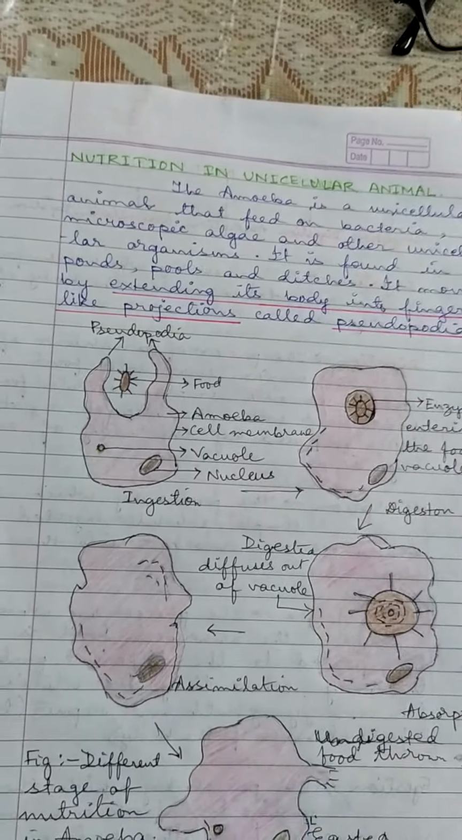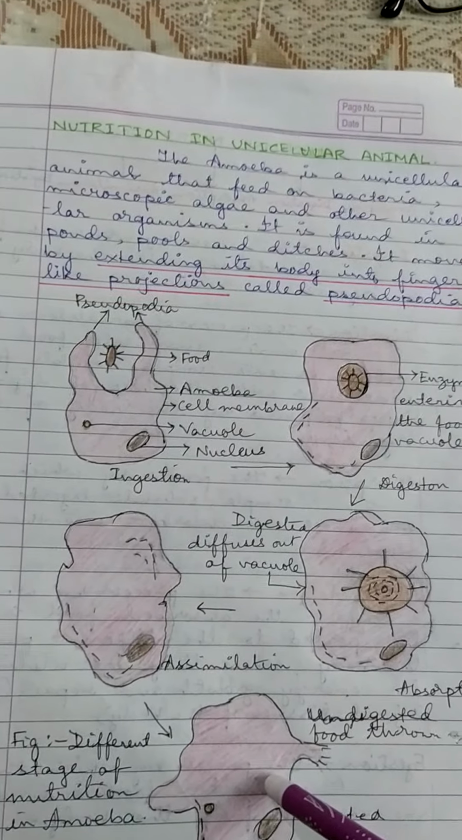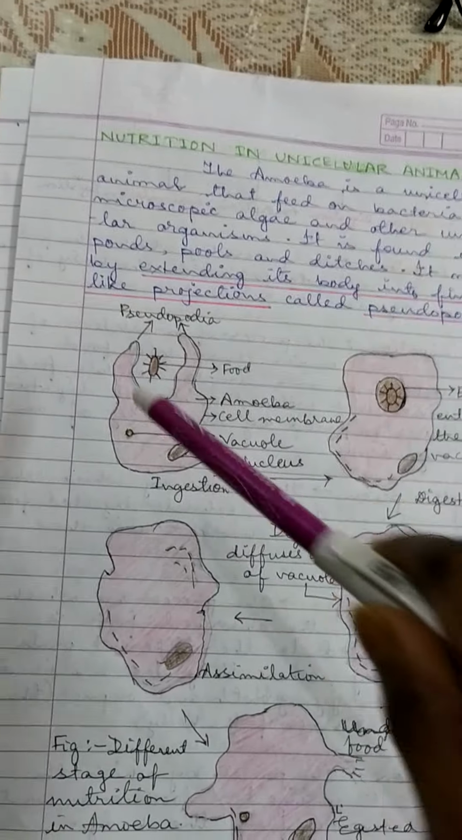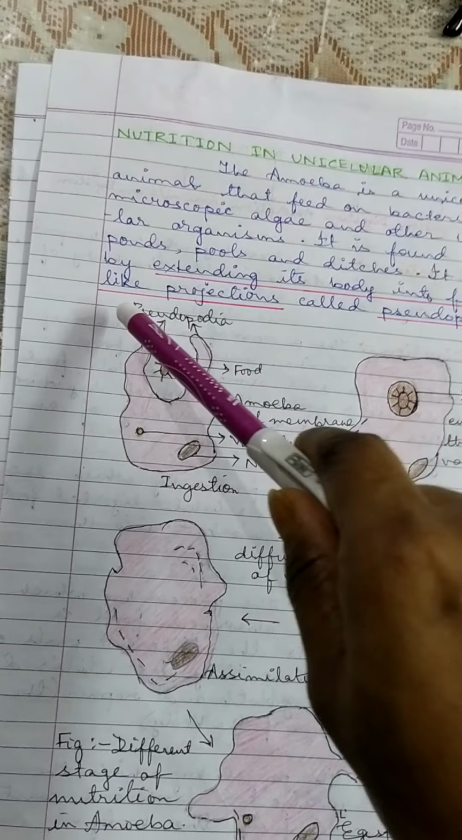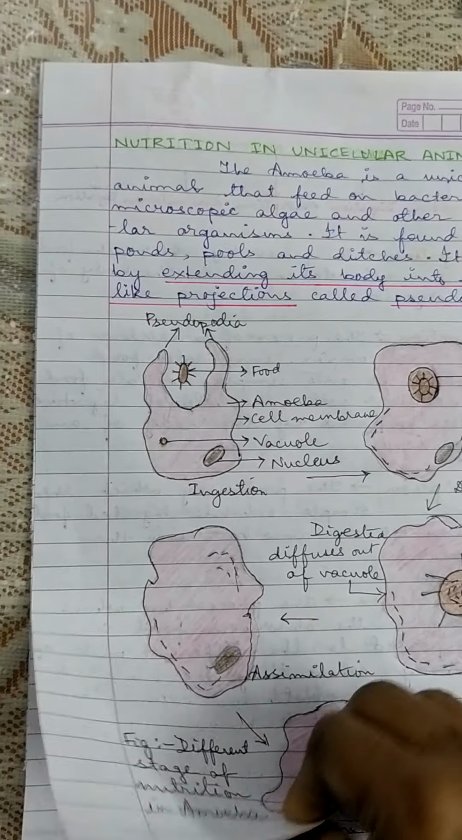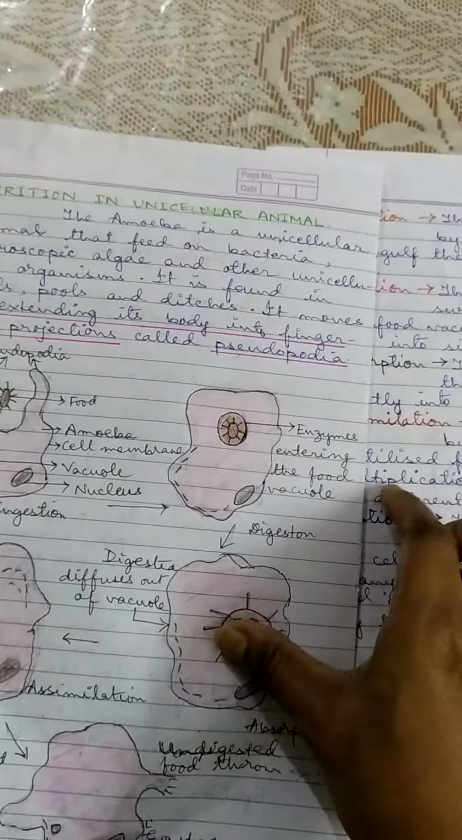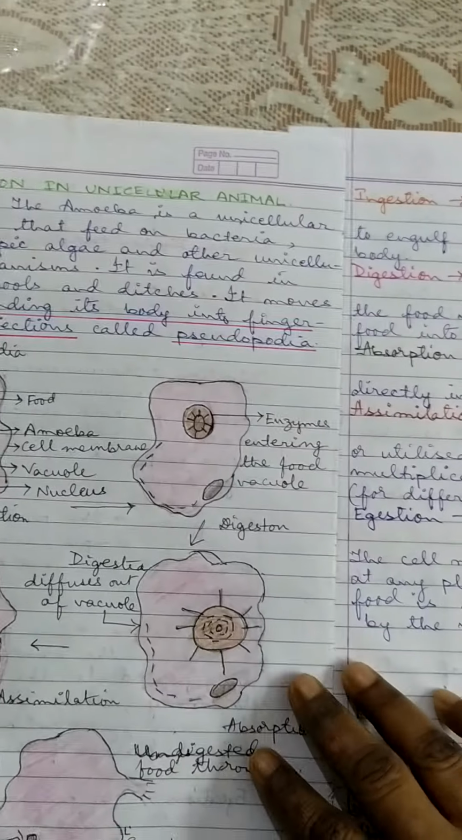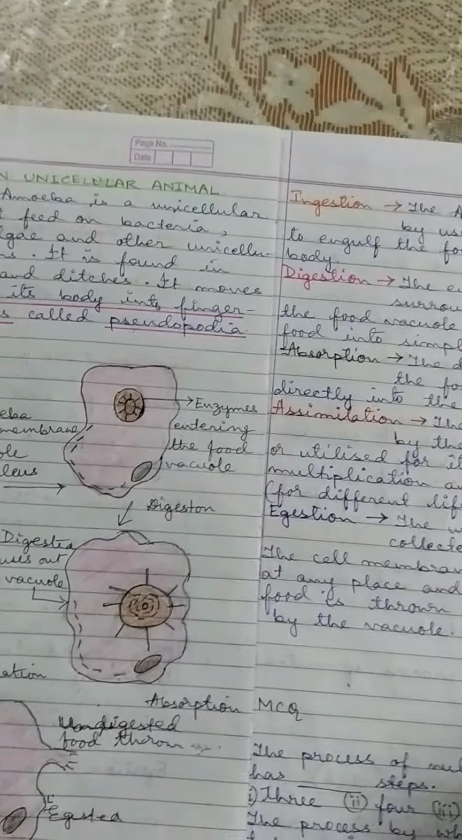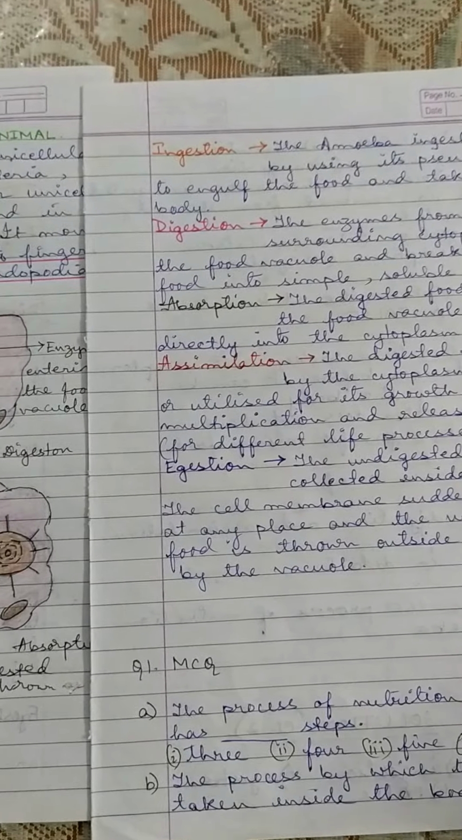So this is the structure of amoeba, and they don't have a defined body structure, but when they have to feed, they just extend their body parts into finger-like projections, which are called pseudopodia. Now we will study all the 5 stages, how amoeba takes its nutrition. We have learned the 5 steps of animal nutrition. First we will talk about ingestion.